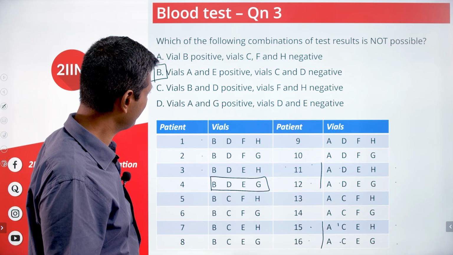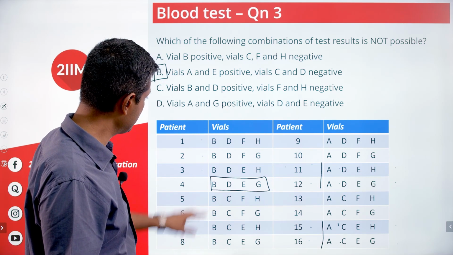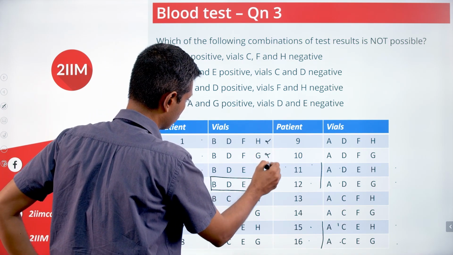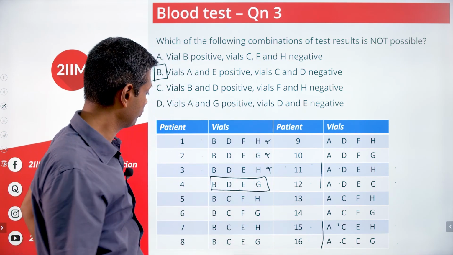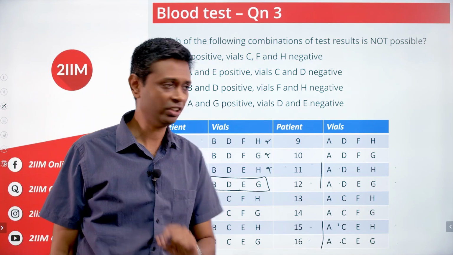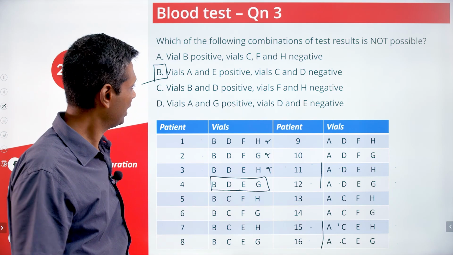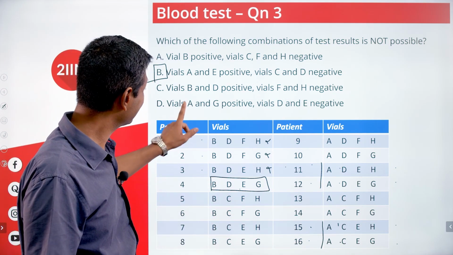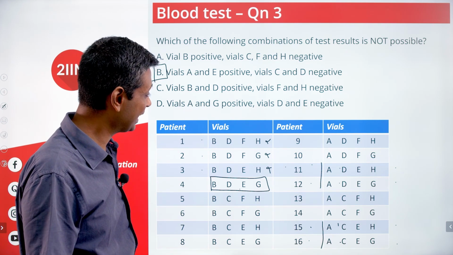Vials B and D positive, F and H negative. B and D positive, F and H negative. So this is out, this is out, this is out. But it could be this again. Patient number 4, if patient number 4 has the disease, then B and D would be positive, F and H would be negative. Patient 4's blood is not going into F and H. That works.